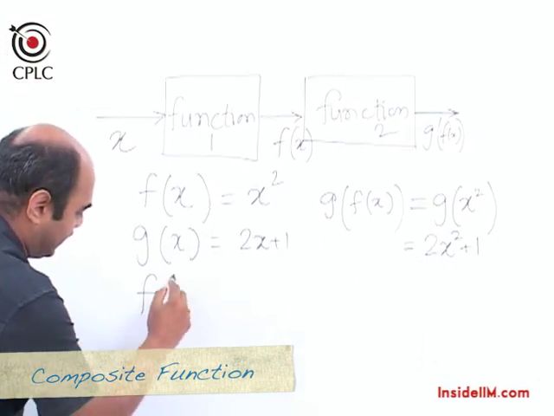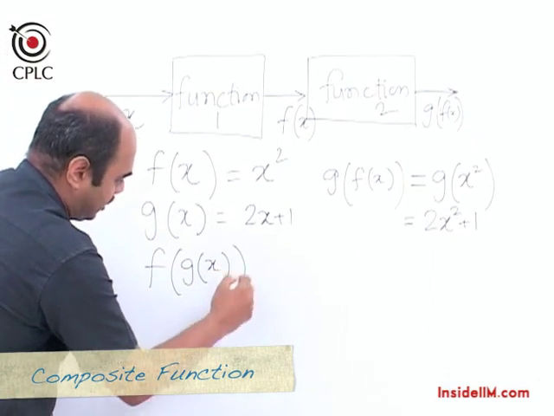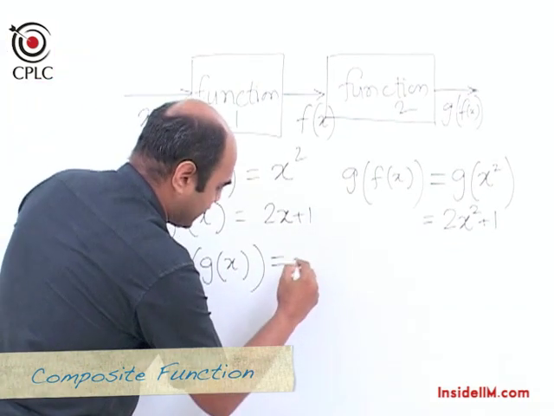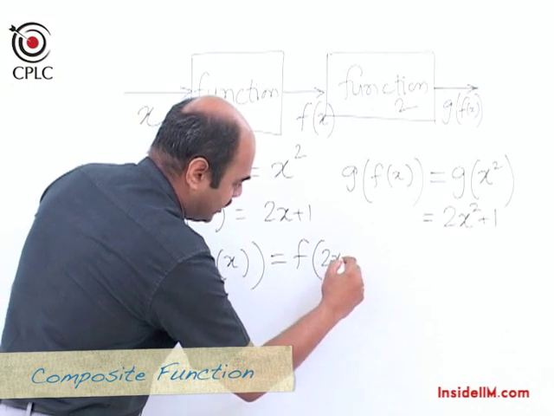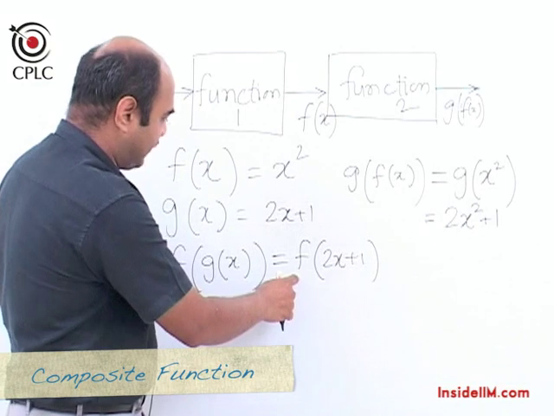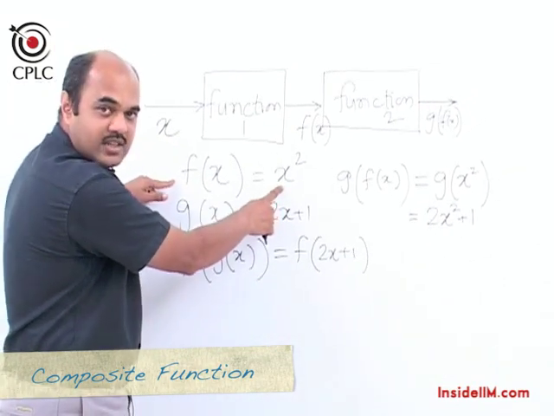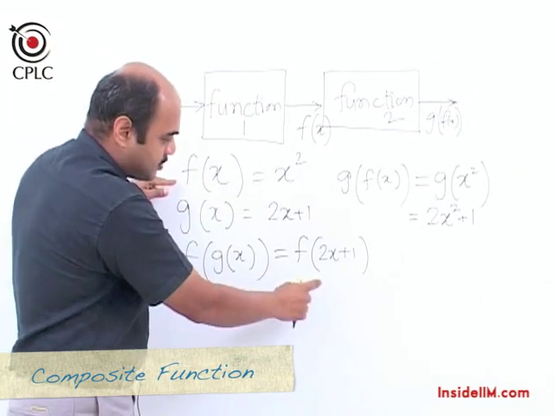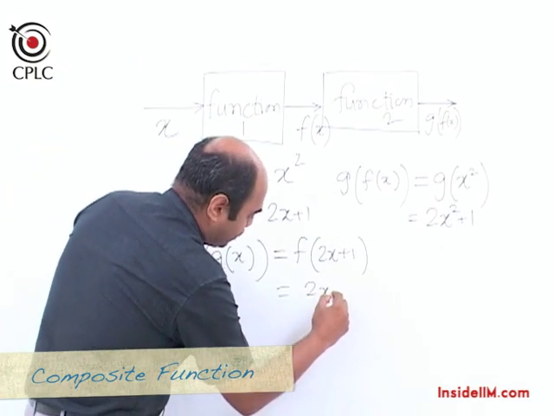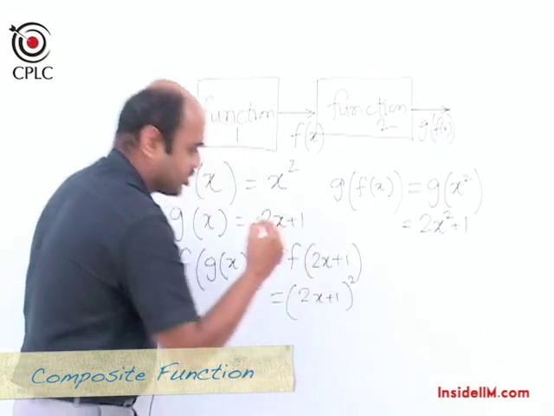Similarly, we can find f of g(x). Now g(x) is defined as 2x plus 1, so f of g(x) is nothing but f of 2x plus 1. So now what we would do is in the function f(x), wherever there is x, we replace that x by 2x plus 1, and hence this would become 2x plus 1 the whole square.